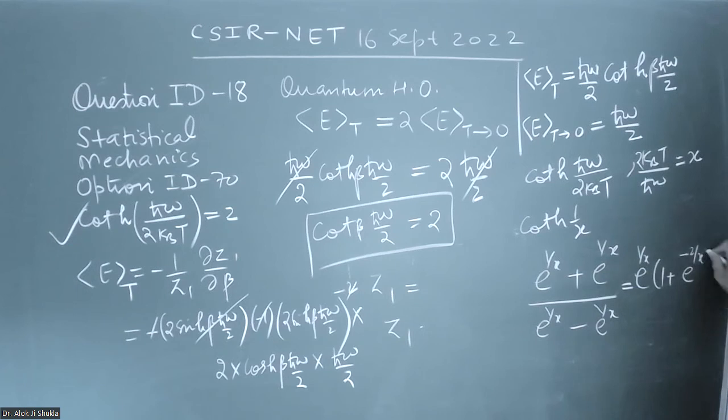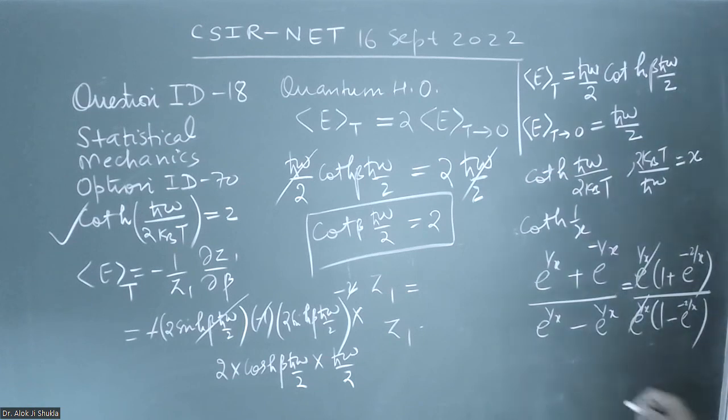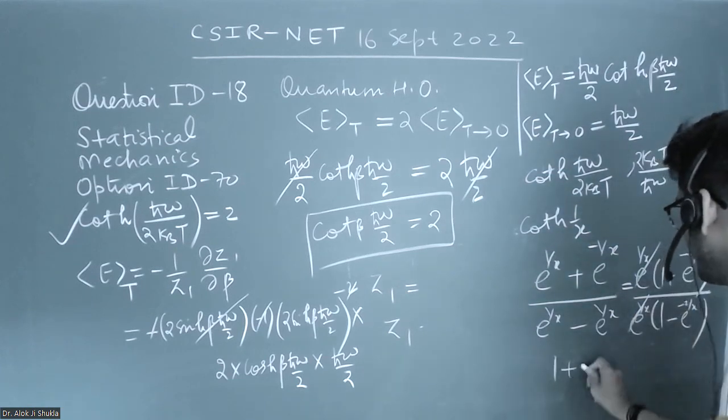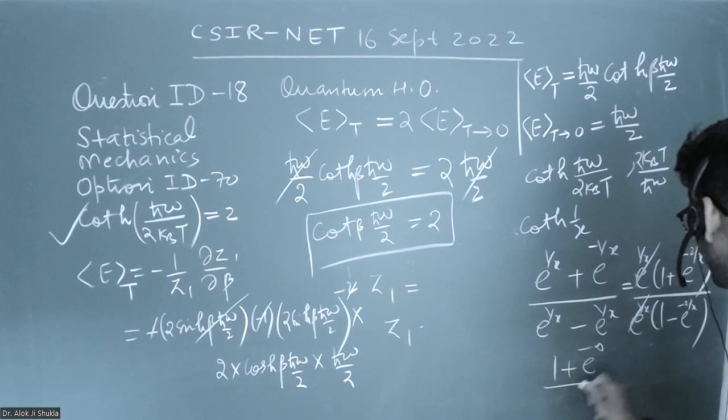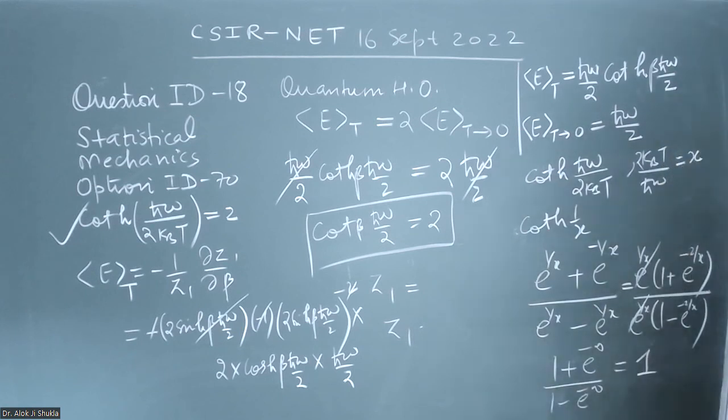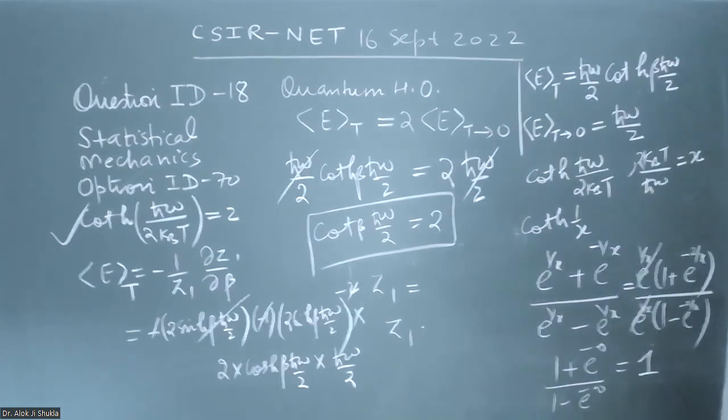You will get 1 plus e to the power minus 2 by x upon 1 minus e to the power minus 2 by x. So this will cancel, and as x tends to 0, it will become 1 plus e to the power minus infinity upon 1 minus e to the power minus infinity, that will be equal to 1. So this is how we calculate the limiting value.